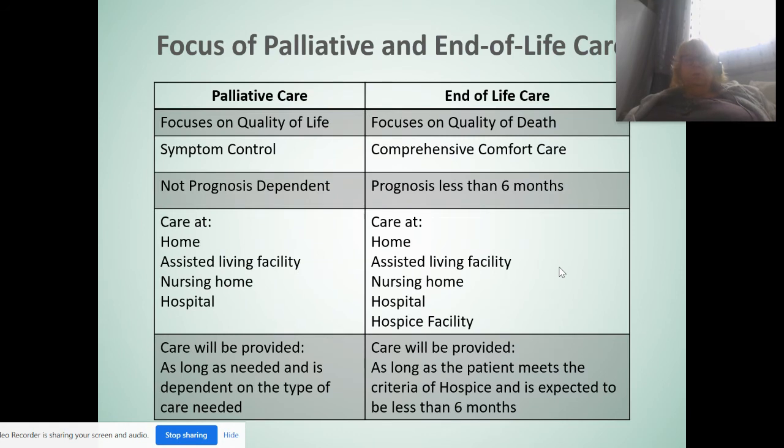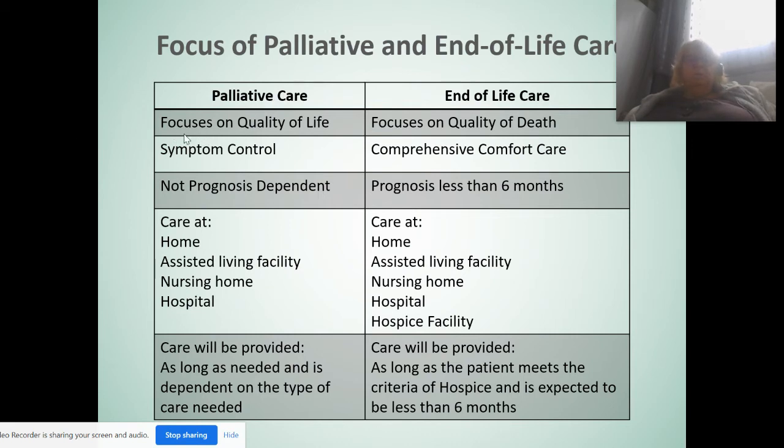Right. So the focus of palliative and end of life care. Now, palliative care is over here, and end of life care is over here. And end of life care is usually where hospice step in. You've got palliative care over here, and you've got specialist palliative care medical professionals as well.